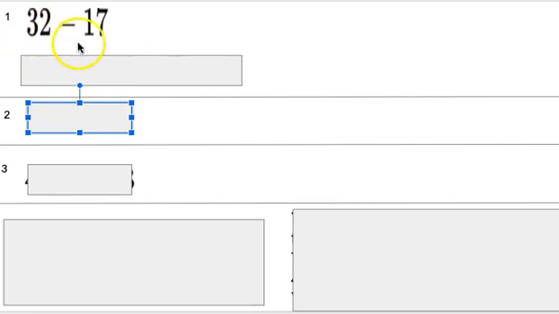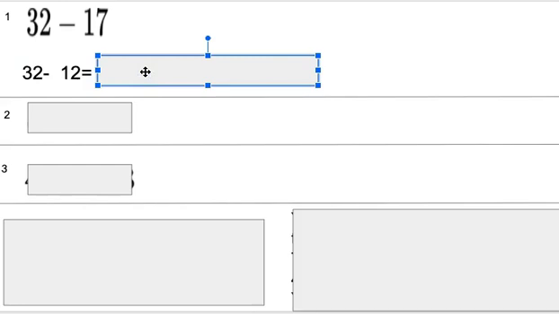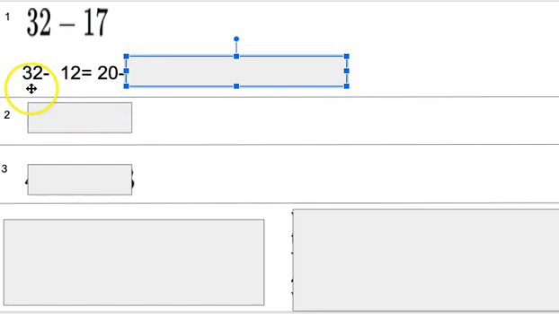And we have 32 minus 17. Now again, this might not be the way that you do it. I usually like to look at the ones place, 2, 7, and subtract using the ones. But in this case, I'm going to have to do a little bit of regrouping. So I don't want to do that. So I tried to find a number that was close to 17 that would be a little bit easier to subtract. So what I chose was 12. And I chose 12 because I knew 2 minus 2 in the ones place, I was going to get a 0. So we have 32 minus 12 equals 20.